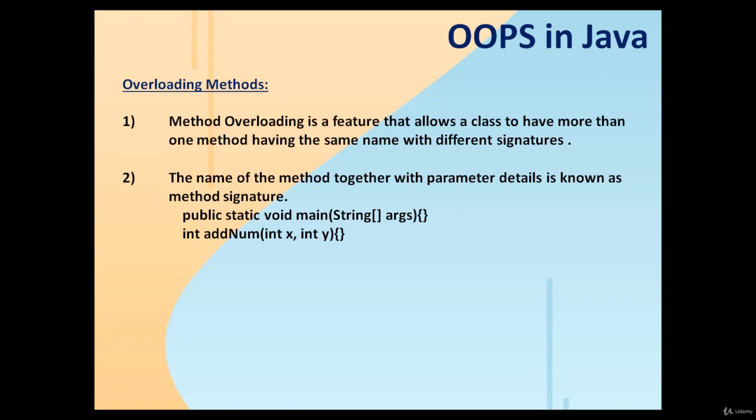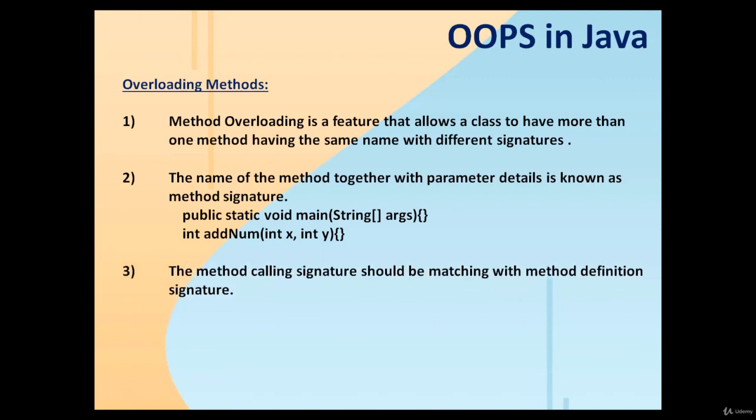The next method is addNum. The addNum method has two integer parameters. Return type is not considered at all when we talk about the signature. So addNum, the name of the method with the two integer parameters. The name of the method together with the parameter details is known as the method signature.